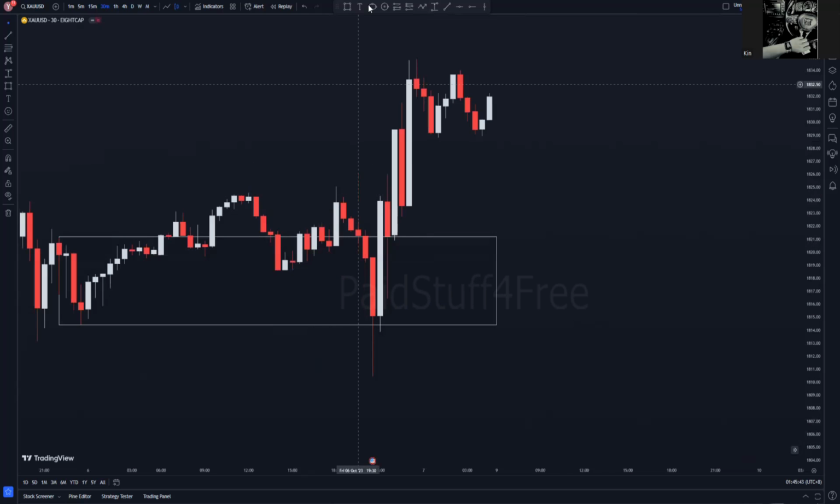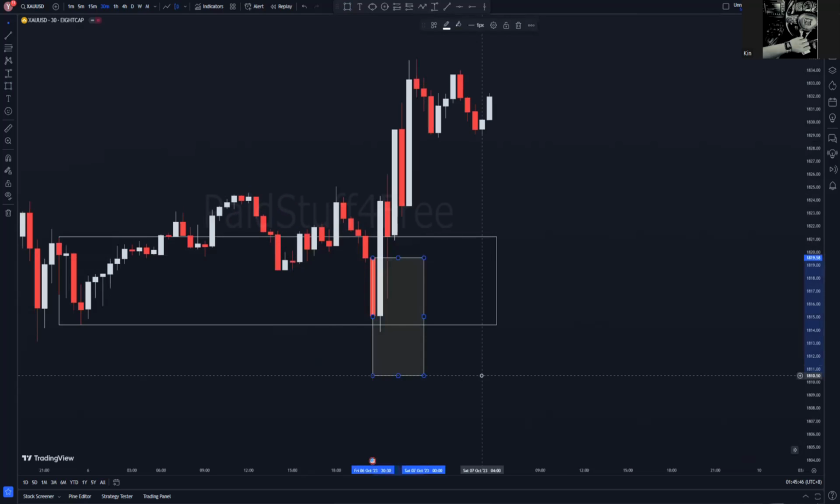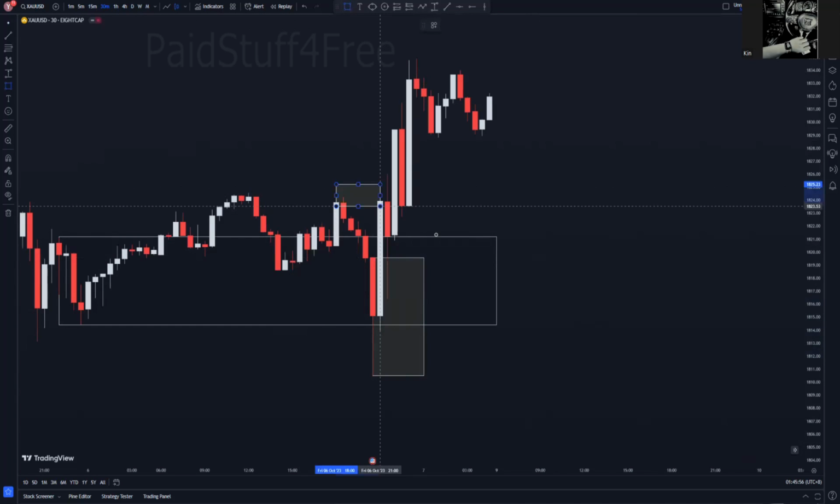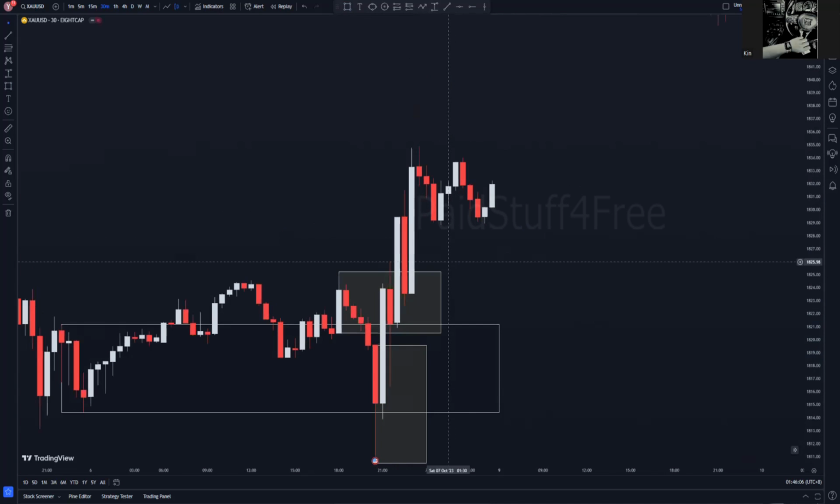But look at this one. The price created an easy buy, showing us that the price is going to respect the zone. The price respected this easy buy, boom, went up, and then created this EF, showing us that the price is going to make a reversal.